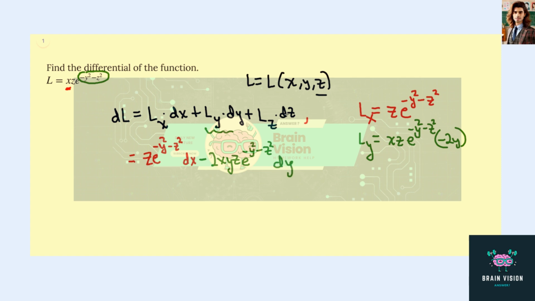And we have one more term to go here, L_z dz. And this time we will need the product rule because we see z appearing in two different factors. One's here, and then also in the exponent. So use the product rule there. If you differentiate z, it just goes to 1.